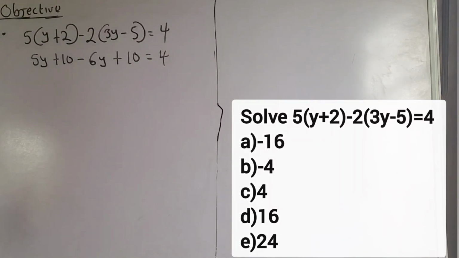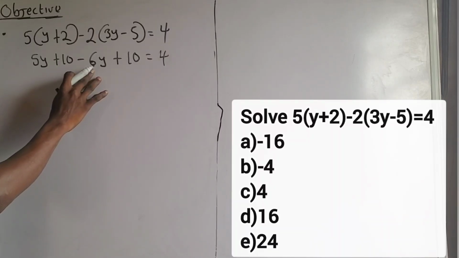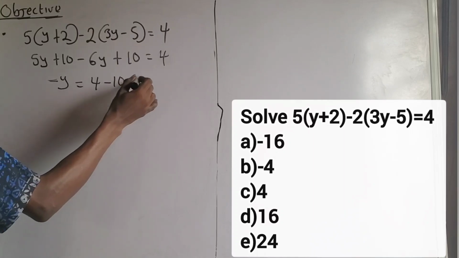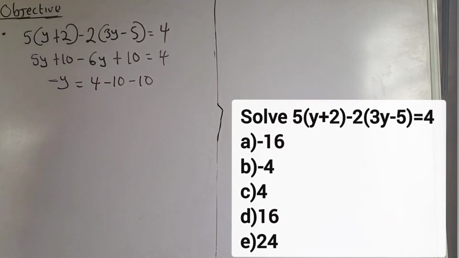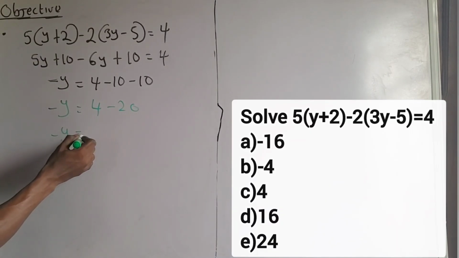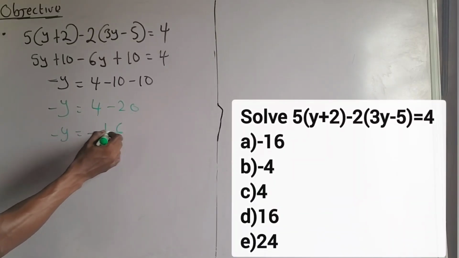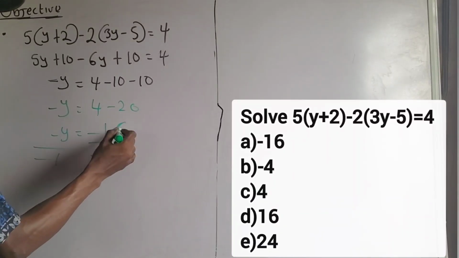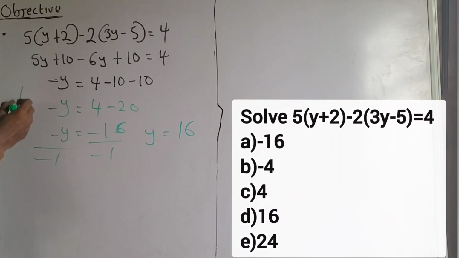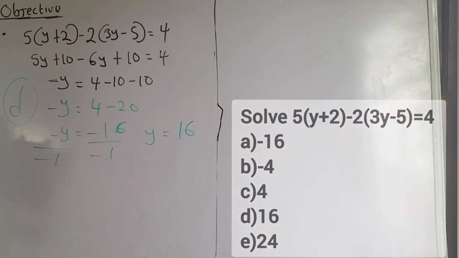Okay. Now, having gotten to this point, the next step is that you collect like terms. 5y minus 6y, that is minus y. I'm going to have minus y equals 4 minus 10 minus 10. The next step is that minus y equals 4 minus 20, which will give you negative 16. So you have to divide by minus 1. Y equals 16. So the correct option to that question is option D. Option D is correct. Do you understand?